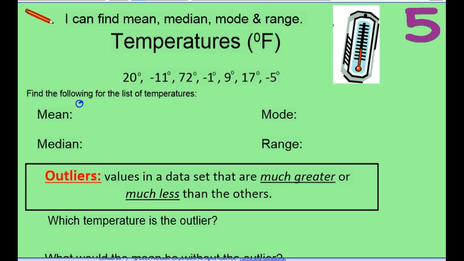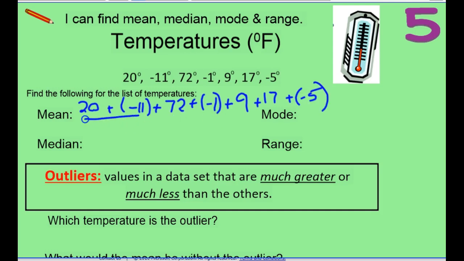So we are going to take our 20 plus our negative 11 plus 72 plus negative 1 plus 9 plus 17 and plus negative 5. So we're going to add all of those together. How many temperatures do we have? Well, we have 1, 2, 3, 4, 5, 6, 7. So we're going to divide by 7.